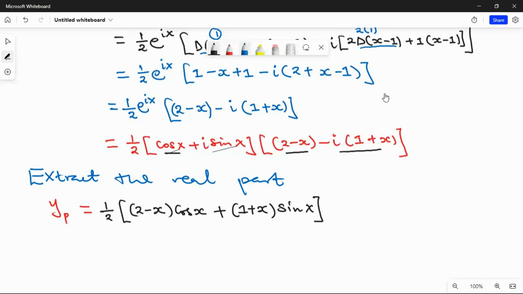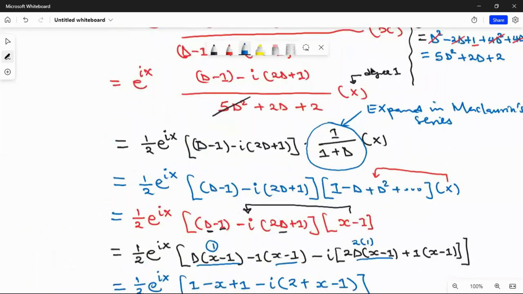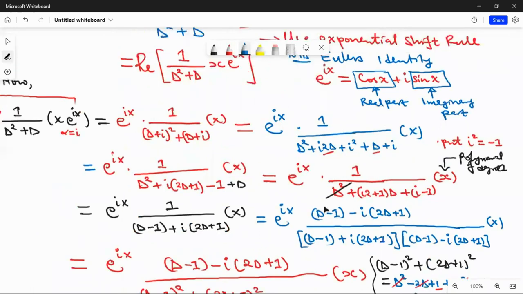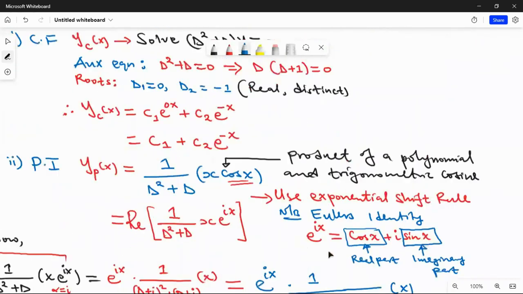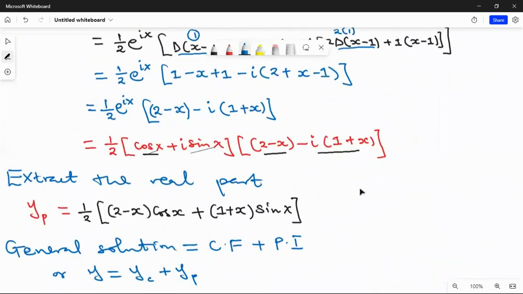So now the general solution is the sum of those two solutions. So you can just write here that the general solution is simply equal to the sum of the complementary function plus the particular integral. Or you could write this as y is equal to yc plus yp. And so we can replace them. Let's check what we got as our yc. So we can go back and you realize that here we got c1 plus c2 exponential negative x. So that's what I write here. And then add to what we have found as our yp.